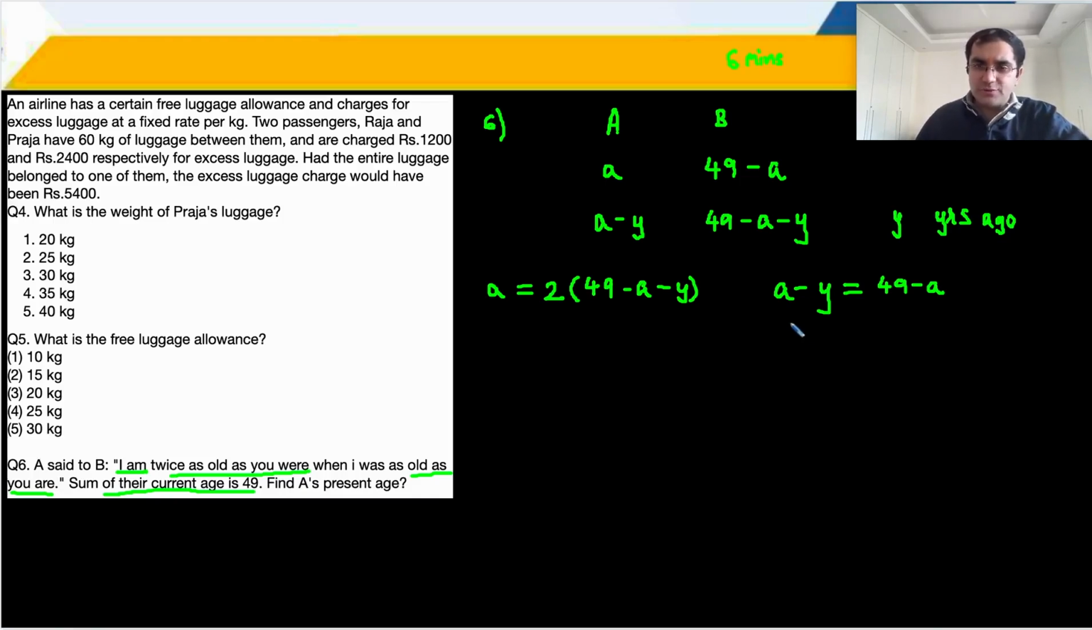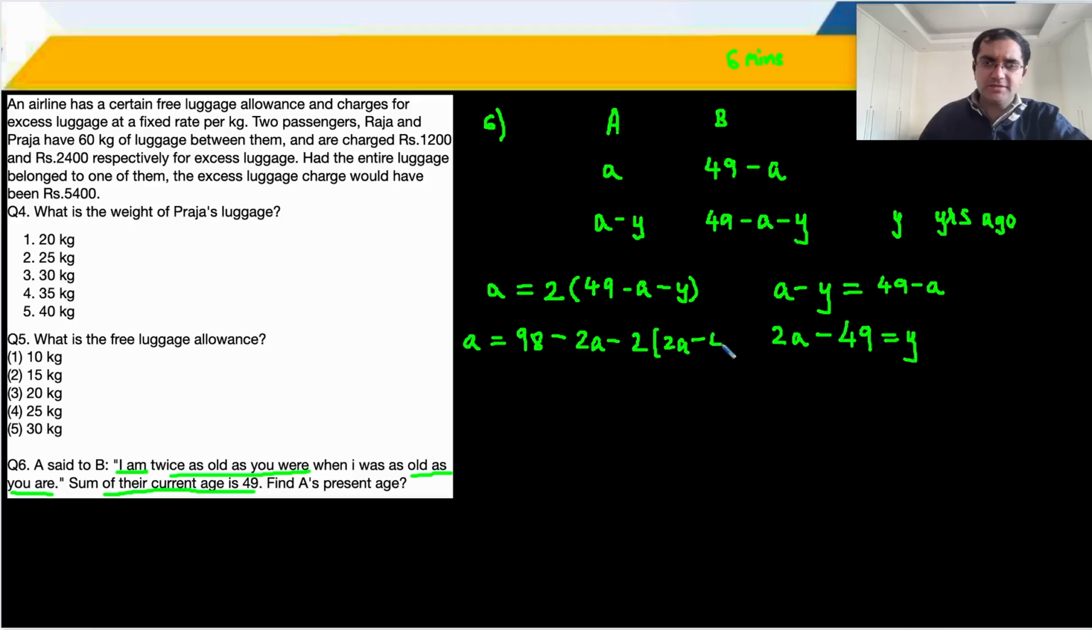Okay, let's solve this quickly now. So 2A minus 49 is equal to Y. Now we'll put it over here. A is equal to 98 minus 2A minus 2Y. Y की जगह we'll put 2A minus 49. ठीक है? And solve this. आपको A मिल जाएगा कितना? This is minus 4A minus 2A. Minus 6A comes over here. 6A plus A is 7A.